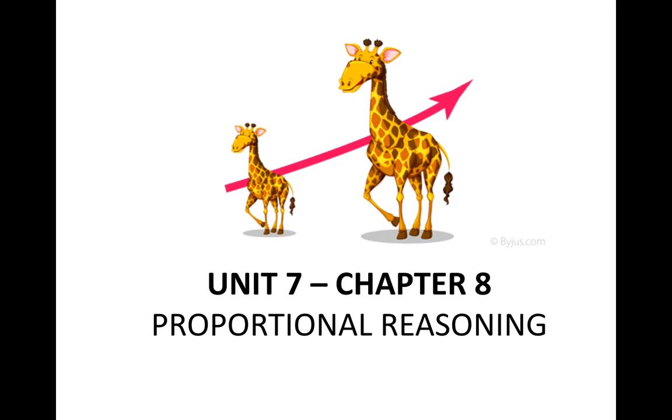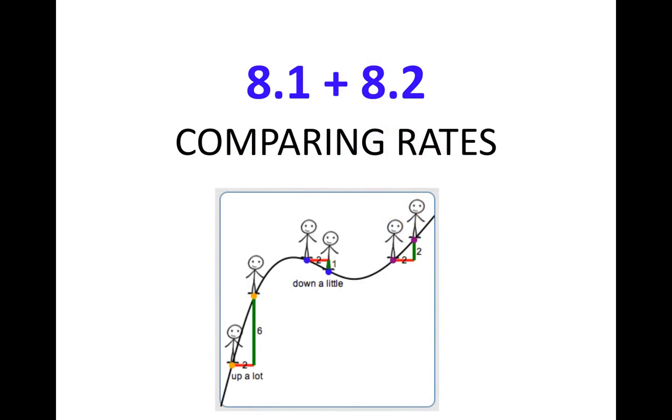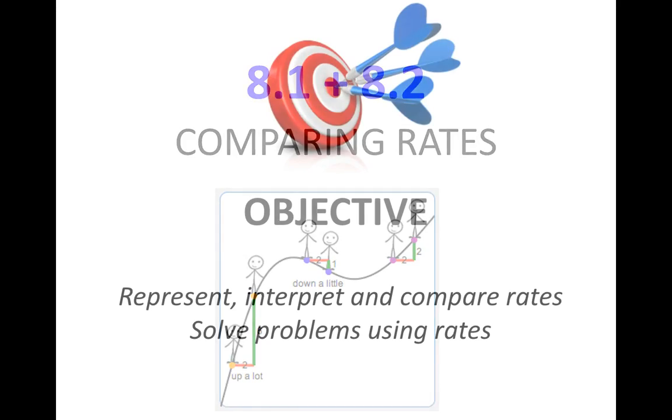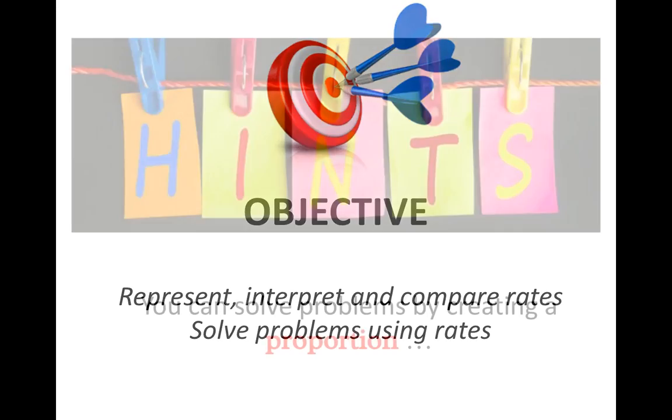In this video, we're going to take a look at Unit 7, where we're talking about Chapter 8 on proportional reasoning. In particular, this video is going to look at sections 8.1 and 8.2, Part 2, where we've been comparing rates. In these lessons, we've been looking at how to represent rates, how to interpret them, how to compare them, and then how to use them when we're solving problems.